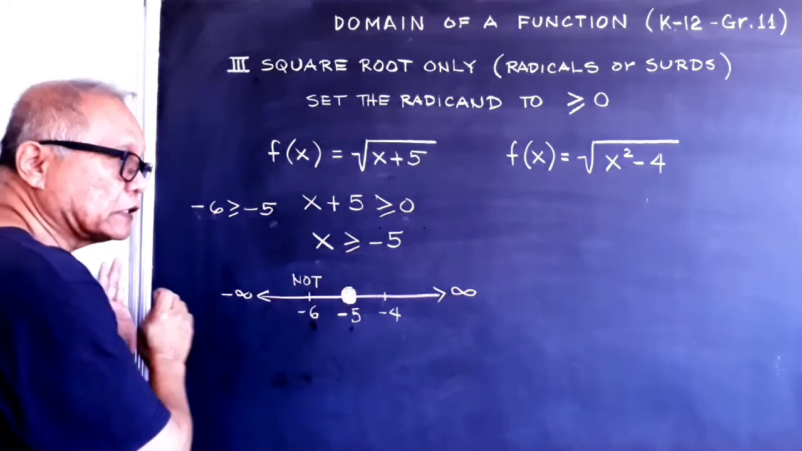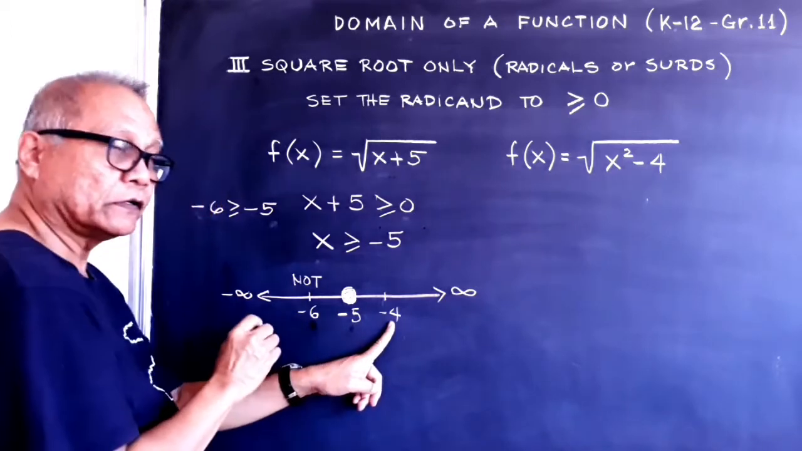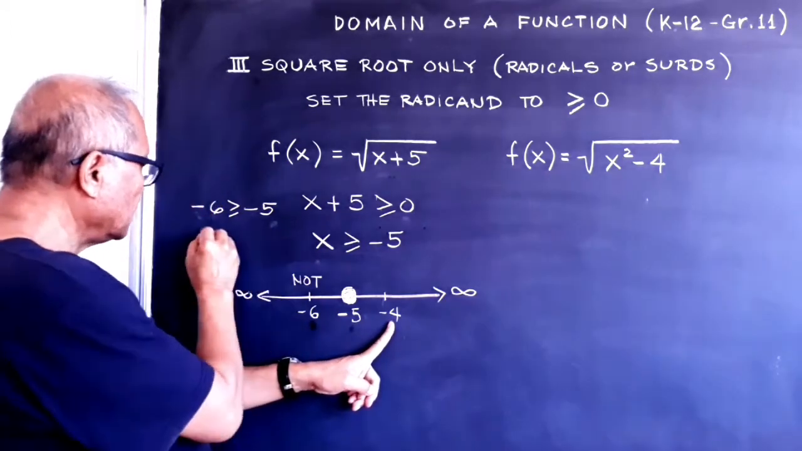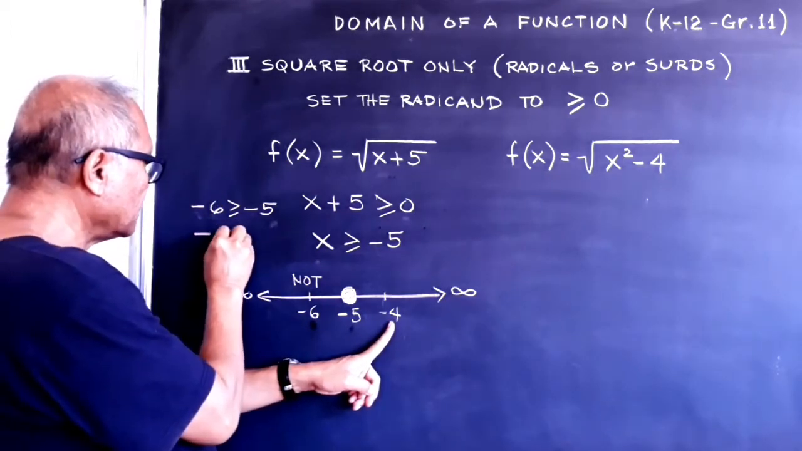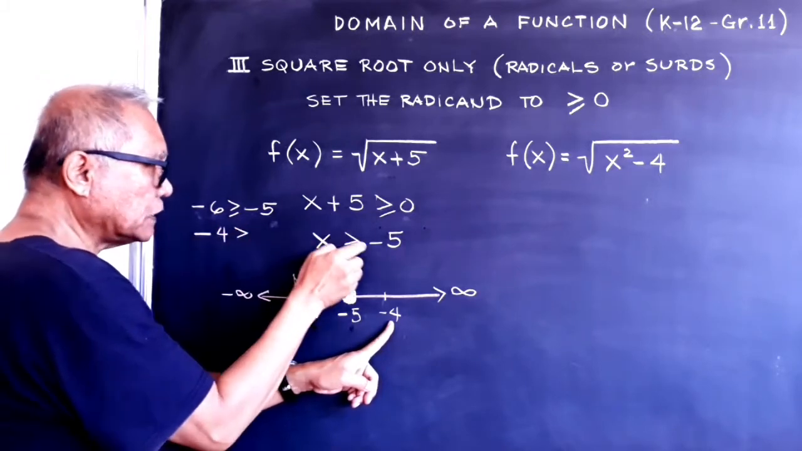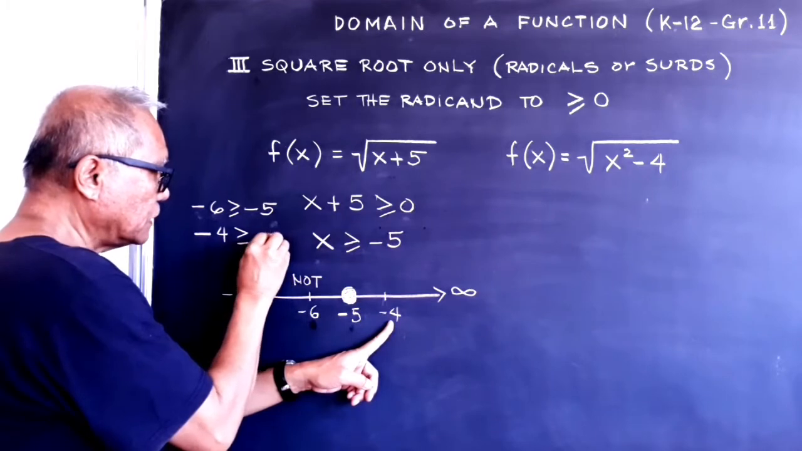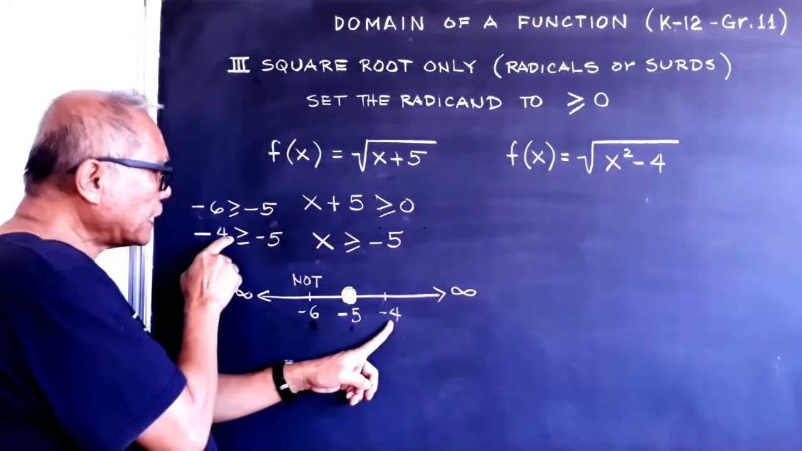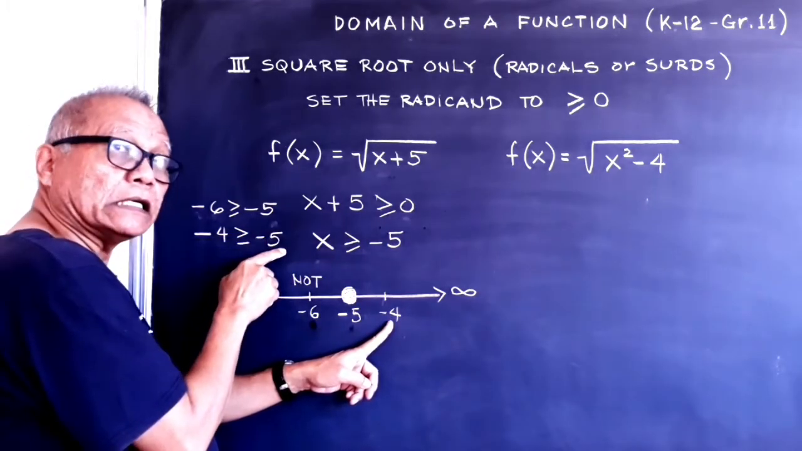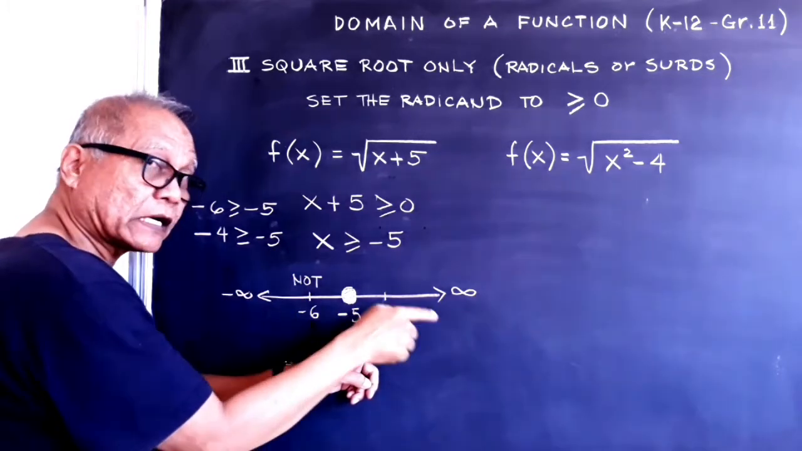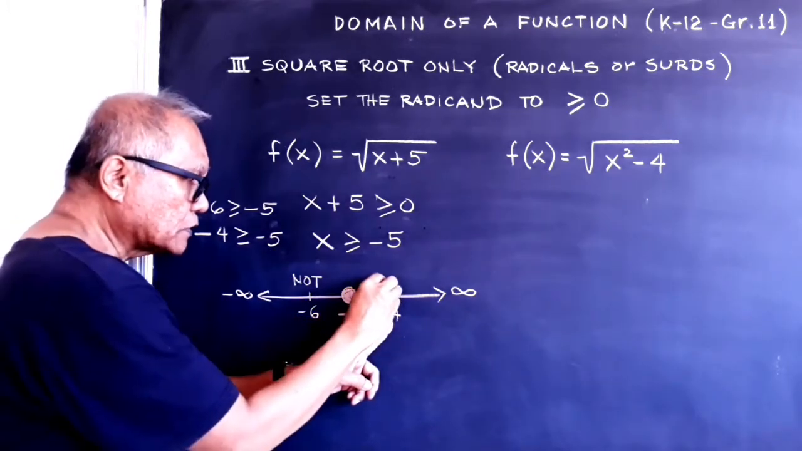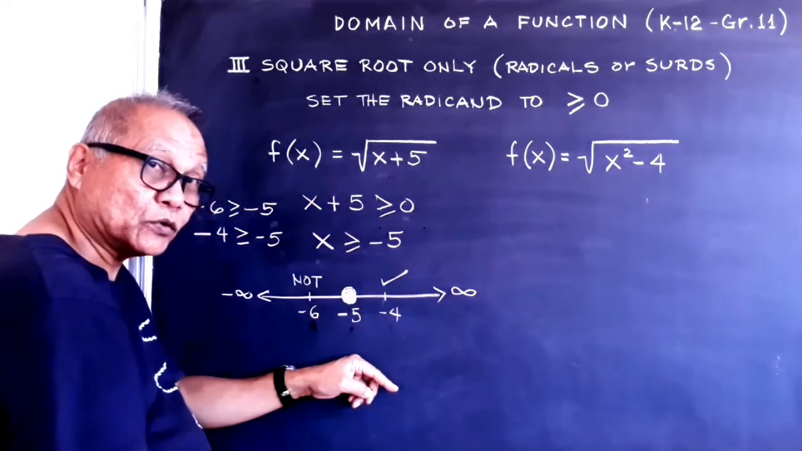So erase here. What about negative 4? Here we check. Is negative 4 greater than negative 5? Yes, because negative 4 is on the right of negative 5. So this one is included.